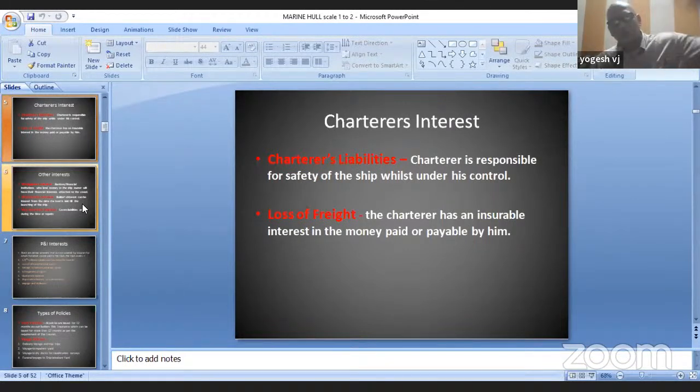They are going to take the ship to, say, for example, Saudi Arabia. There they will load, and then they will bring that oil over here and empty the tanker at, say, Mumbai refinery, and again send the vessel somewhere else. So here, HPCL is acting as a charterer. So in this, goods are held in trust, you can say that. The owner is someone else, but the vessel is in my trust, in HPCL's trust. So the charterer is responsible for the safety of the ship whilst under his control. Okay? So loss of freight. The charterer has an insurable interest in the money paid or payable by him. See, ultimately he is going to pay the freight to the ship owner, isn't it? He will have to pay the hire for the vessel. We can insure that as well. Okay?